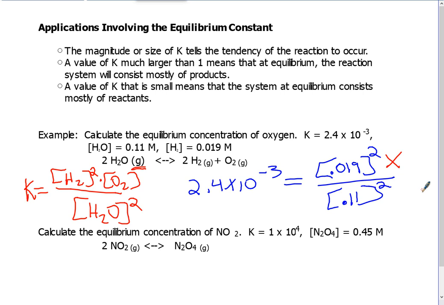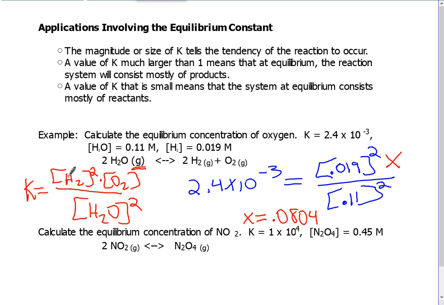We have to do a little bit of algebra and solve for X. I'm going to pause while the algebra occurs. So I cross-multiplied the 0.11, and then I divided by the 0.019, made sure they were both squared, and I got X equals 0.0804. Since X represents the amount of oxygen, that should be the amount of oxygen.